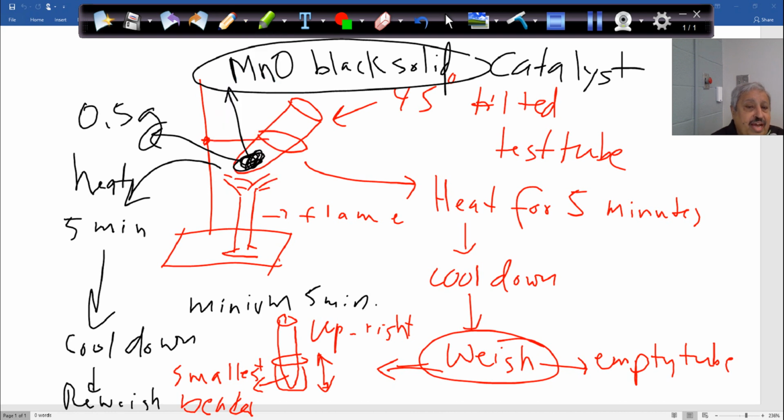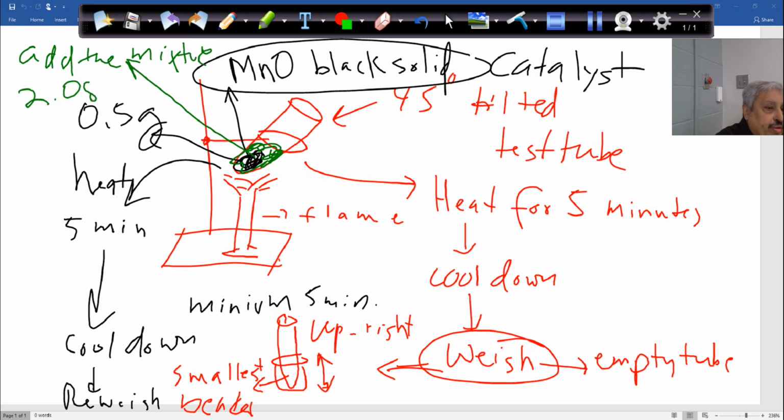In here, you add the mixture. The mixture is added here after cooling and weighing, which is 2 grams. The mixture is potassium chlorate plus potassium chloride. Okay, that's the mixture here.